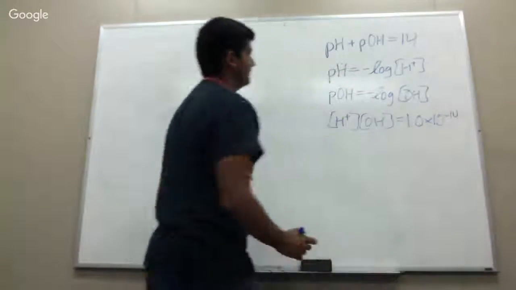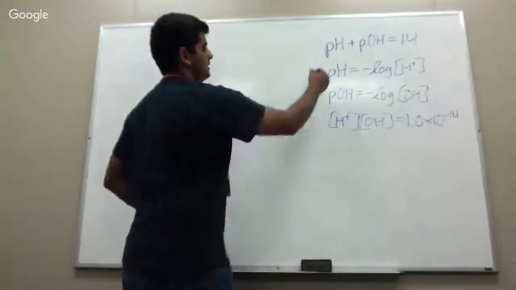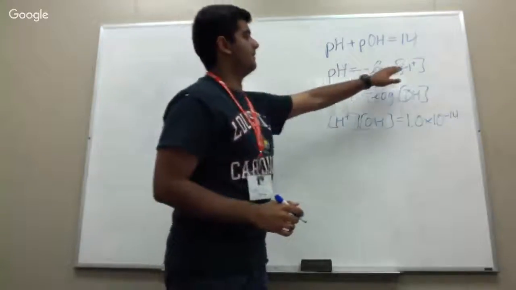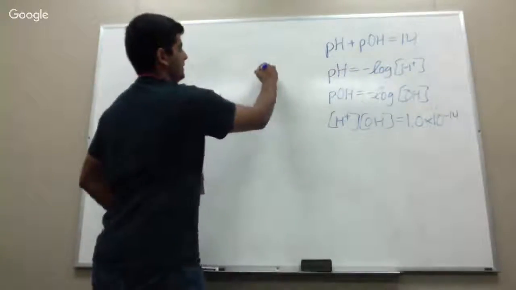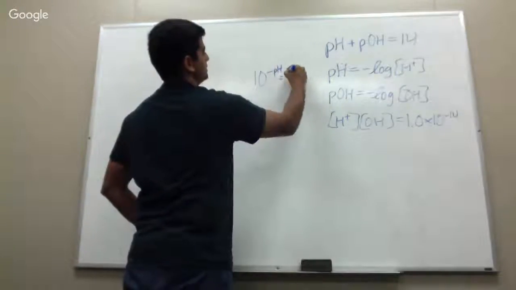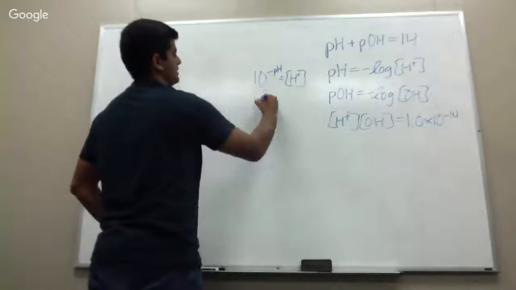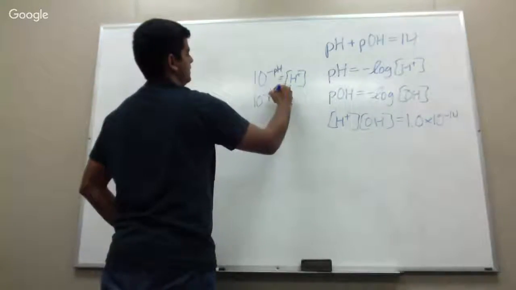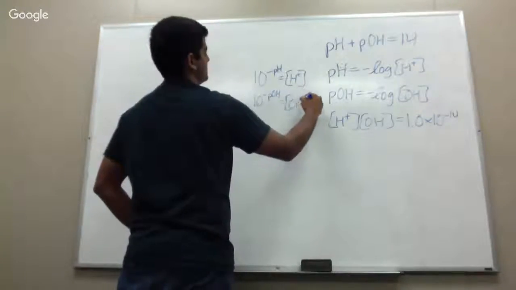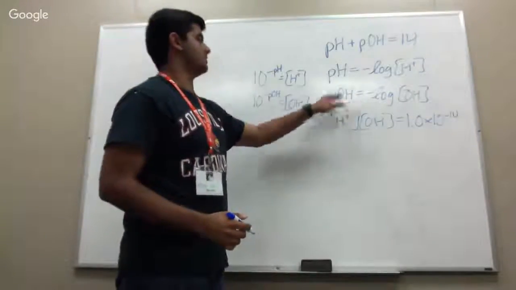A couple things you can do to this equation is put it in terms of the pH. So 10 to the negative pH value is actually equal to the H plus concentration. Same thing with this one. 10 to the negative pOH will give you the concentration of OH. But that's just derived from these equations.